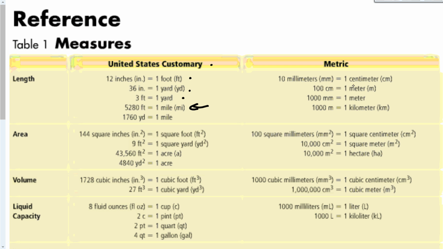With metric, you just have to remember the prefixes and how they relate back and forth to each other, because they're always going to be in terms of powers of 10.